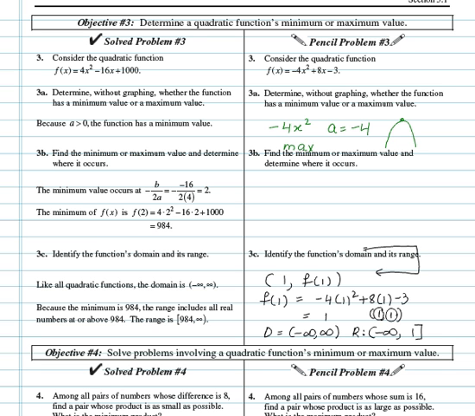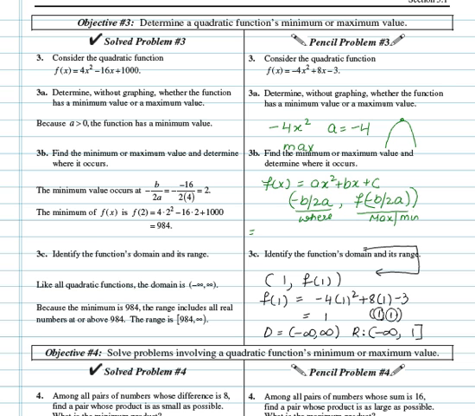Find the maximum or the minimum value. Determine where it occurs. Remember, the vertex gives me the maximum or the minimum value and also where it occurs. So if I have a function f of x is equal to ax squared plus bx plus c, the vertex is negative b over 2a, and f of negative b over 2a. This f of negative b over 2a is the max or the min, and this negative b over 2a is where it occurs.